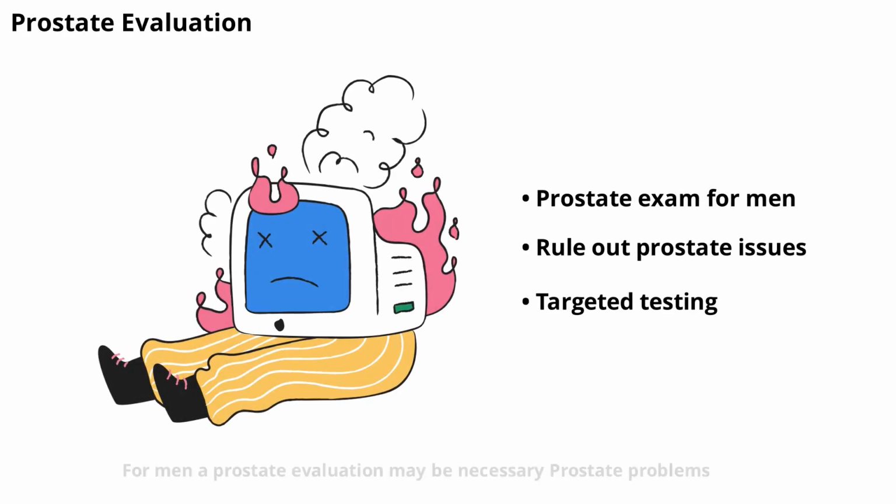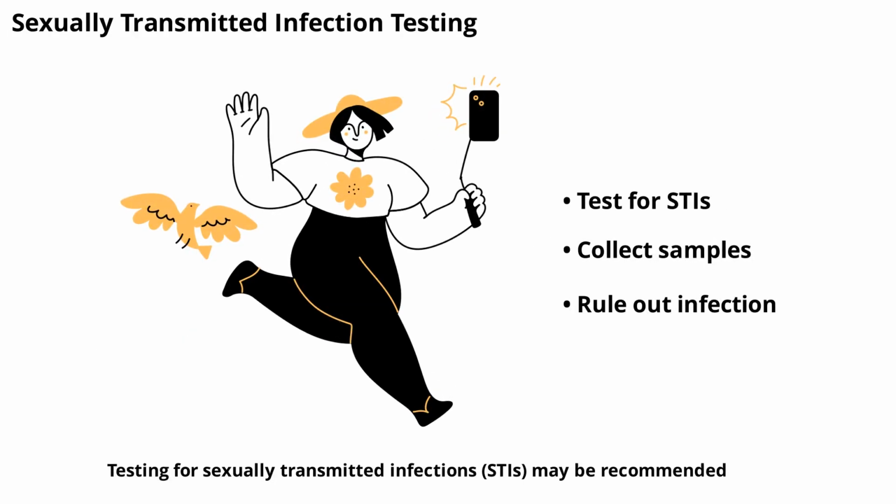For men, a prostate evaluation may be necessary. Prostate problems, such as prostatitis or benign prostatic hyperplasia, can cause urinary symptoms that resemble IC. The doctor may perform a digital rectal exam and order blood or urine tests to assess prostate health and rule out these conditions.